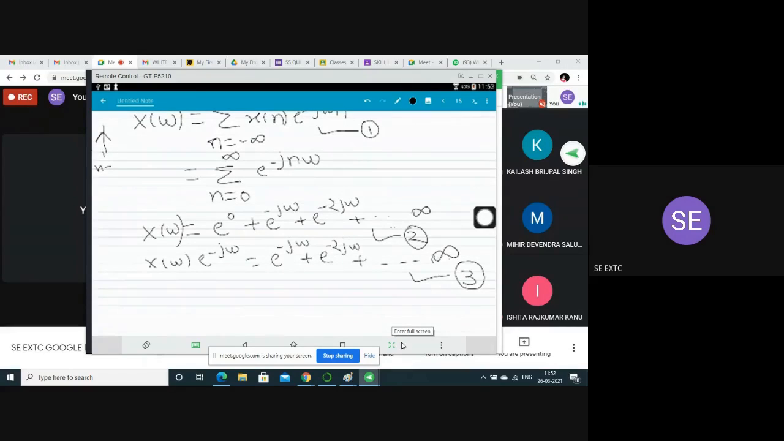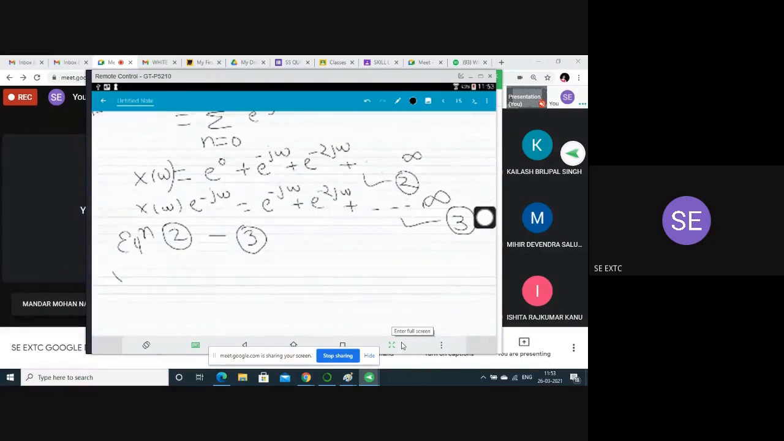After getting equation number 3, we have to subtract equation number 3 from equation number 2. So here we will get x of omega minus e to the power minus j omega x of omega is equal to e to the power 0, that will be 1, and you will get here only 1.